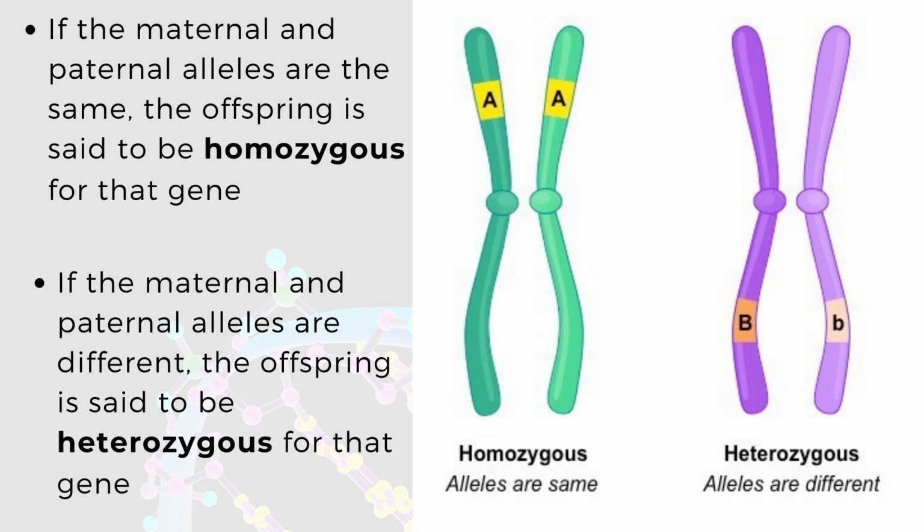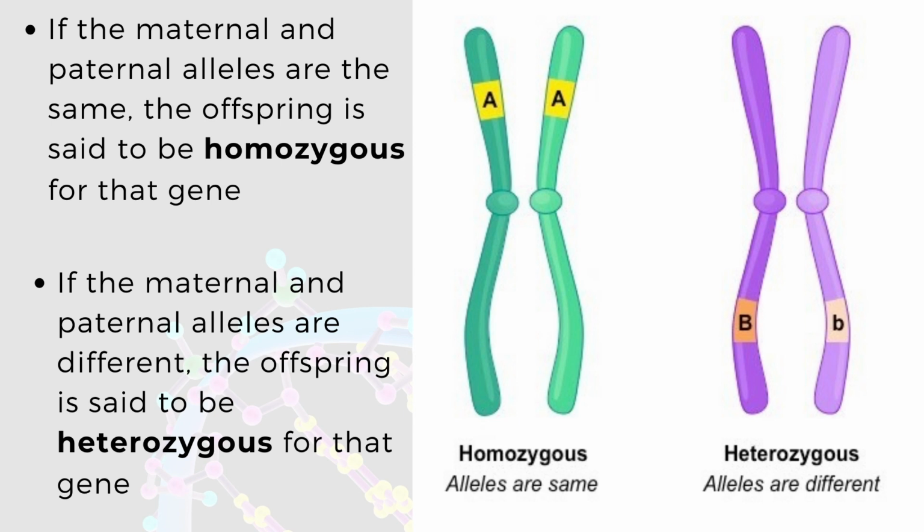For any given gene, the combination of alleles can be categorized as homozygous or heterozygous. If the maternal and paternal alleles are the same, the offspring is said to be homozygous for that gene. If the maternal and paternal alleles are different, the offspring is said to be heterozygous for that gene.